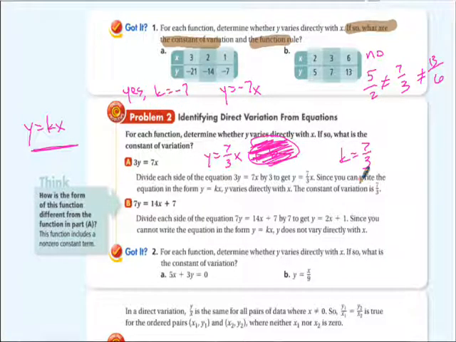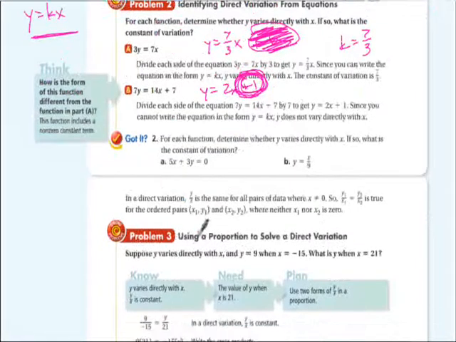If you look at part B, when we get the y by itself here, we end up with y equals 2x plus 1. That plus 1 keeps it from being a direct variation. All right? So let's take a look here. Are these two, A and B, direct variations or not?